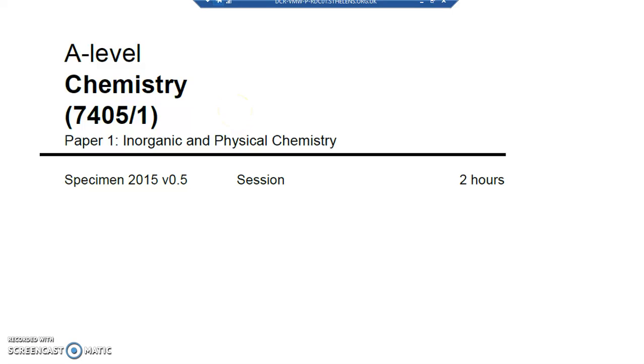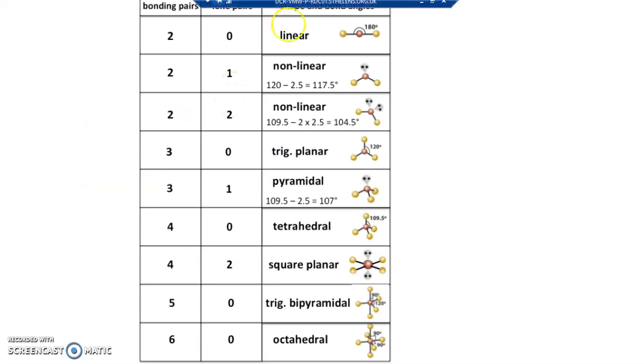A-Level Chemistry Paper 1, Specimen version 0.5. Let's have a look at this first of all. So before we start question number 1, let's have a look at different shapes of molecules.